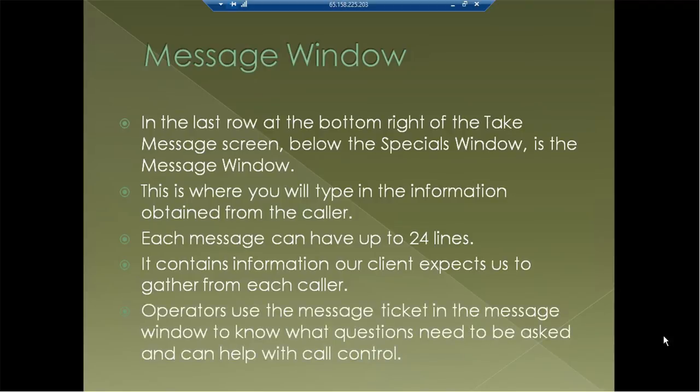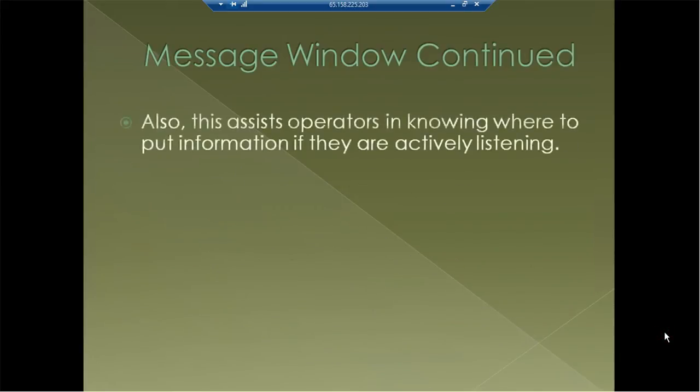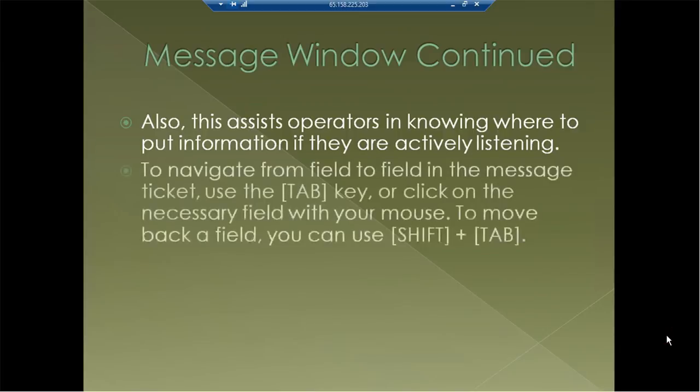Operators use the message ticket in the message window to know what questions need to be asked and can help with call control. Also, this assists operators in knowing where to put information if they are actively listening. To navigate from field to field in the message ticket, use the Tab key, or click on the necessary field with your mouse. To move back a field, you can use Shift and Tab.